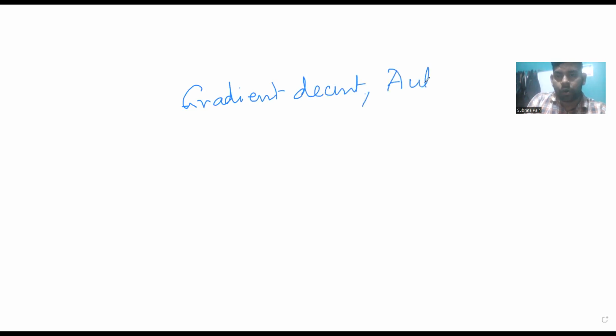So today's topic is gradient descent and the Autograd, very basic and very useful functionality, and the computational graph that PyTorch uses for building the Autograd functionality.